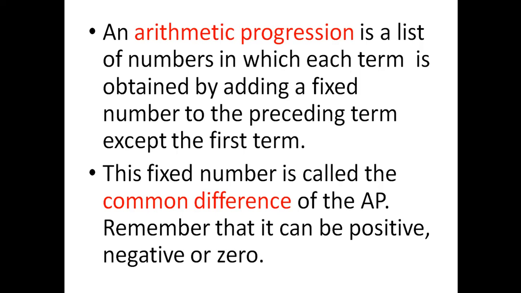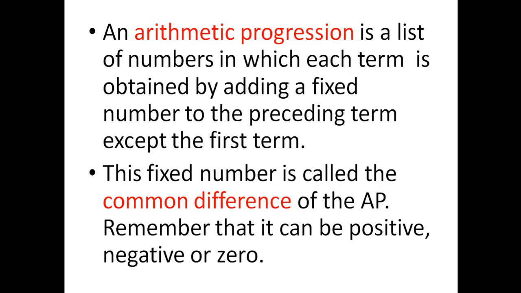Then what is an arithmetic progression? An arithmetic progression is a list of numbers in which each term is obtained by adding a fixed number to the preceding term, except the first term. So each term is obtained by adding a fixed number to the previous term. That is what is called an arithmetic progression. We are leaving the first term, whatever it can be.